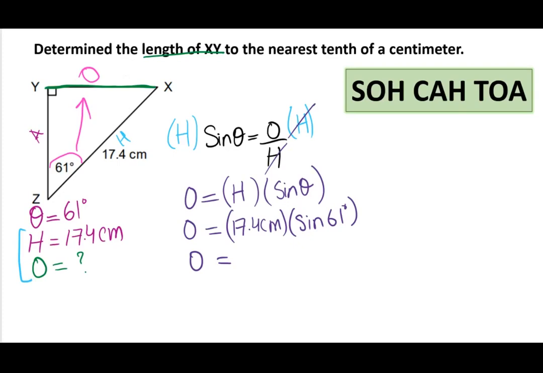When you're calculating sine of 61 in your calculator, you just press sine and type 61. You're not going to use the second function for this question. We only use second function when we calculate angles. So sine of 61 is 0.8746. Let's multiply these two numbers so we can get our final answer. That is 15.2 centimeters. So the length of the opposite side is 15.2 centimeters.